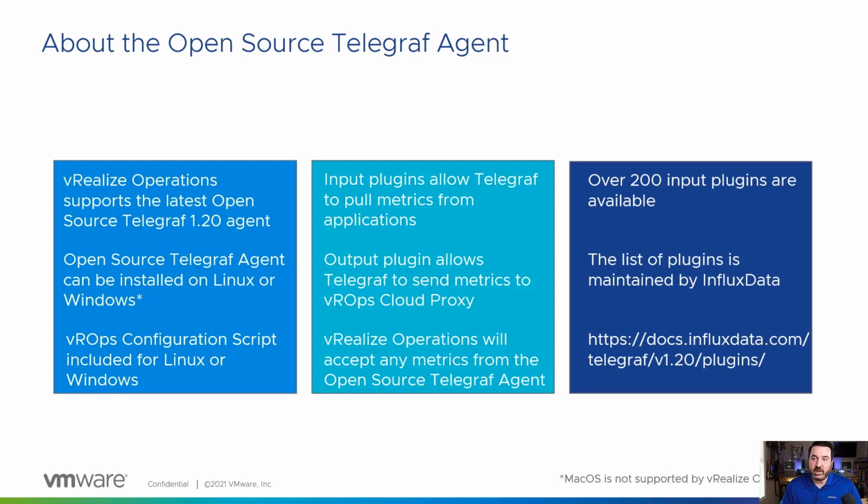So we can accept any metrics from the open source Telegraf agent. So again, you're not limited to just those 200 plus input plugins that are available through the Influx Data website, or really their documentation site, which will link to GitHub and various other places to get the plugins. But you're not limited to those. So you can configure and maybe even write your own input plugins here. So again, the list of plugins is maintained by Influx Data. They are the publisher of the open source Telegraf agent, so you can just go to their website. The URL is here, or you can just do a quick Google search for open source Telegraf input plugins.